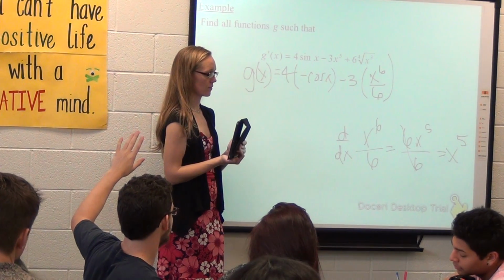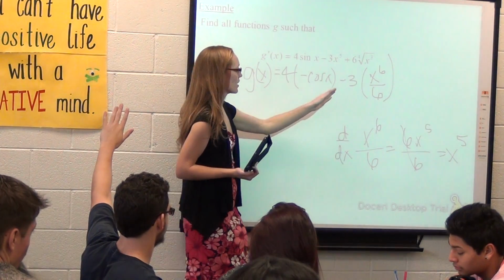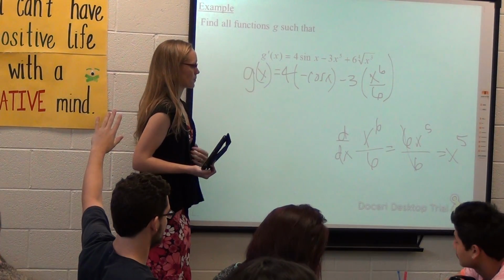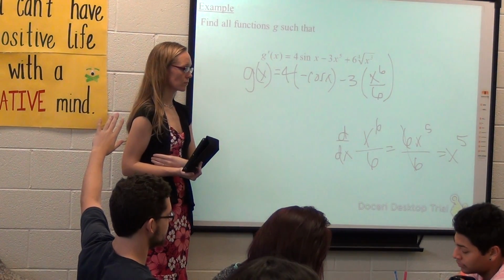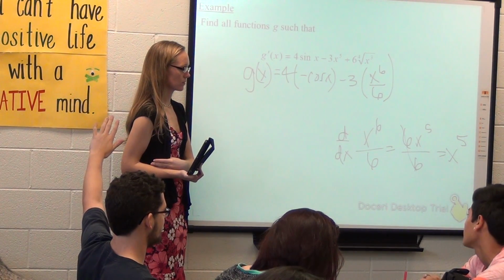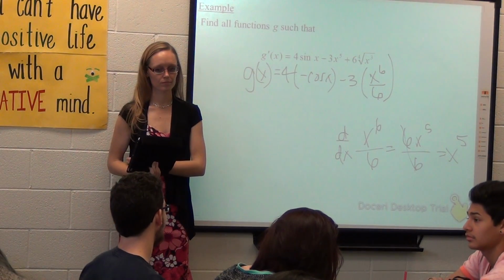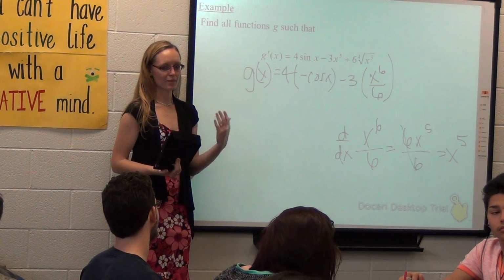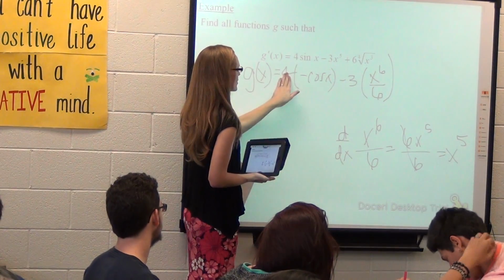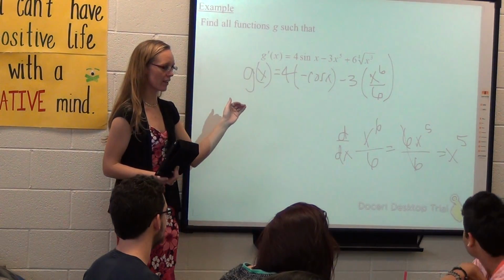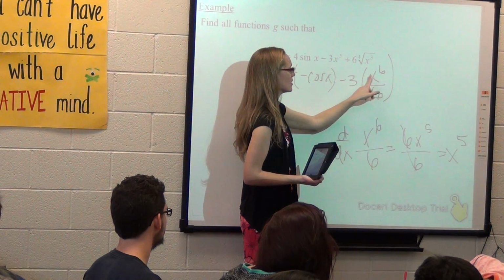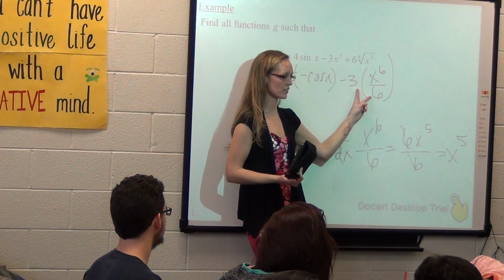What about the 3? That's why I left the 3 here. I'm going to get to the simplifying. What I'm trying to show you guys is that you bring constants to the front. Obviously, we're going to simplify this. I'm not going to leave this as 4 times negative cosine of x. I'm not going to leave this as 3 times x to the 6 over 6, because I know that this can reduce.